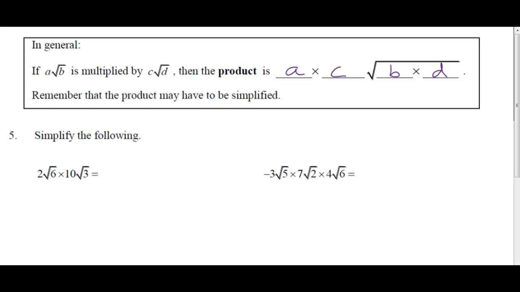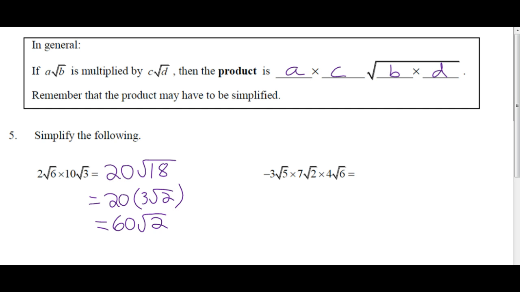Simplify the following. Okay, what do we get? What am I going to write first? 20 root 18. And root 18 is? Yeah, so 9 times 2, 3 root 2. Okay. I don't need to see how you got root 18 to 3 root 2. Just you get root 18 to be 3 root 2, and the final answer is 60 root 2.